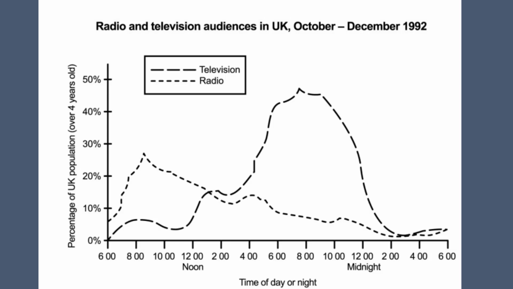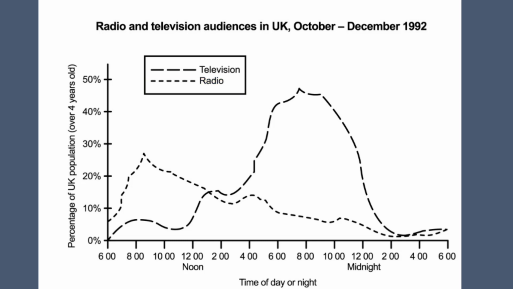So this is a line graph that represents the radio and television audience in the United Kingdom in the last quarter of 1992. The vertical axis depicts the percentage of the UK population in percentage terms. The horizontal axis shows a timeline in a 24-hour period from 6 a.m. to 6 a.m. There are two lines on the graph. The dashed line shows the television audience, and the dotted line shows the radio audience.